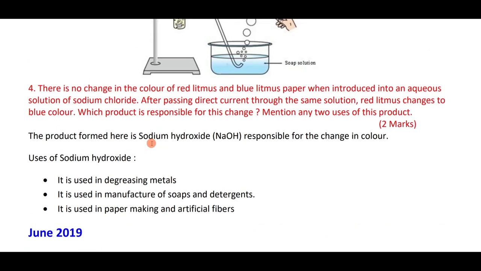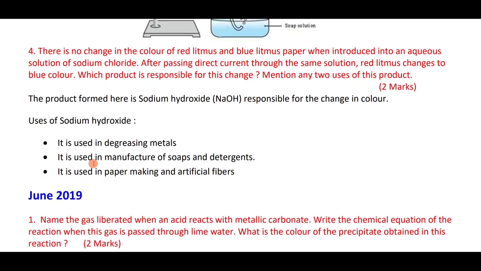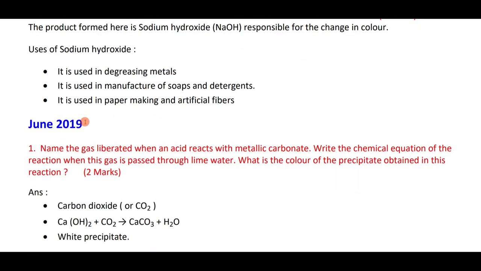Uses of sodium hydroxide: it is used in degreasing metals. It is used in manufacture of soaps and detergents. It is used in paper making and artificial fibers. These are the uses of sodium hydroxide.